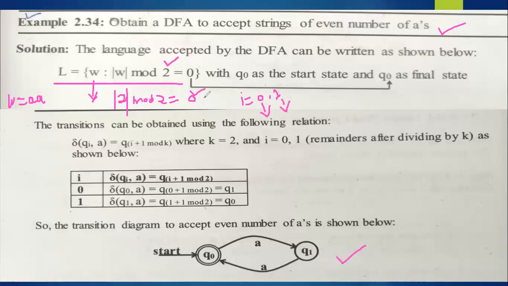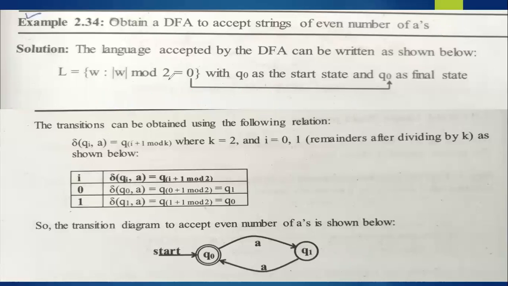Clear? Fine. So after identifying the K, the I value and the final state, here 0 we are getting. So with Q naught as the start state and Q naught as the final state, this is the J value we are expecting. From the previous slide, we discussed that whatever the return value we have for the language should be considered as a final state. So 0 we have, so 0 should be considered as a final state. That is nothing but Q naught.